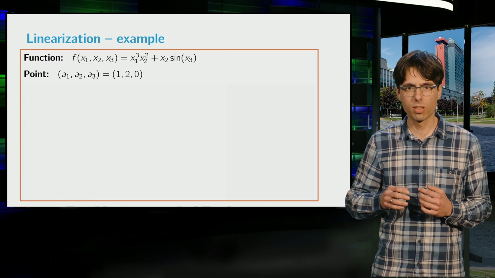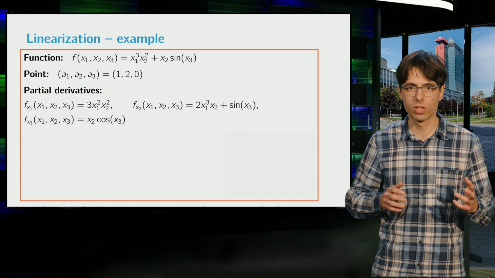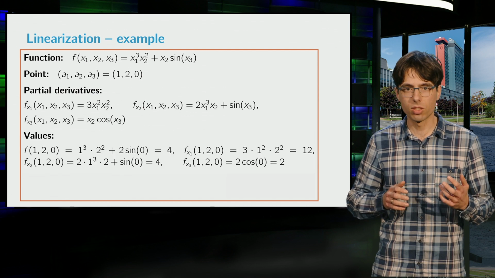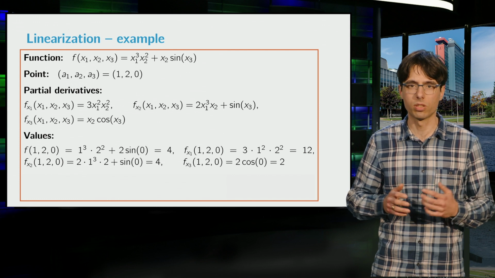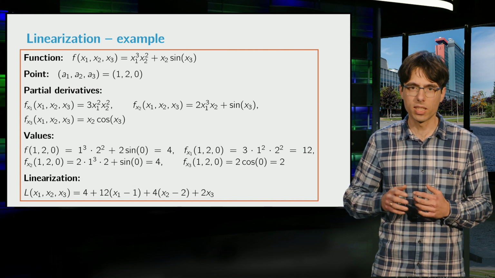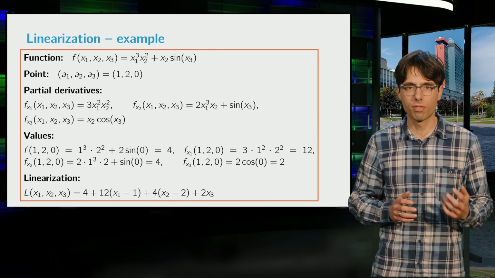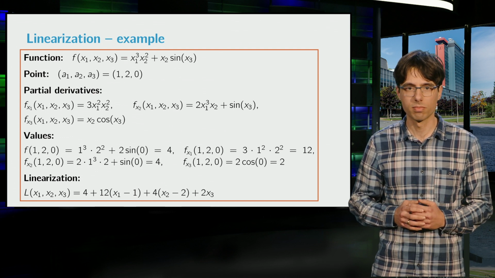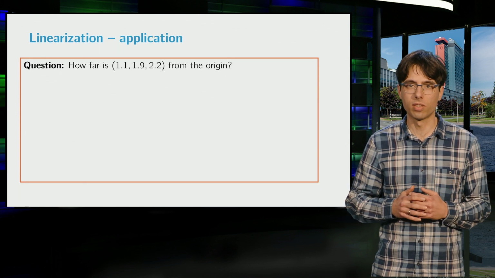For example, consider the function f of 3 variables and the point shown on the slide. The partial derivatives are given as shown on the slide, and so we find the corresponding values of the partial derivatives and the function value at that point of interest. By plugging these in the formula for the linearization, we obtain the linearization of the function f at the given point.